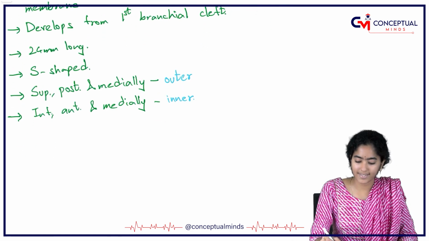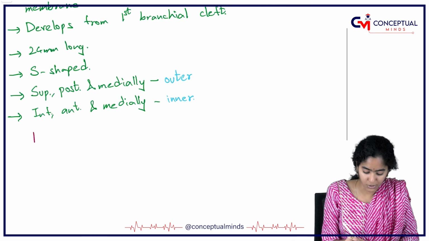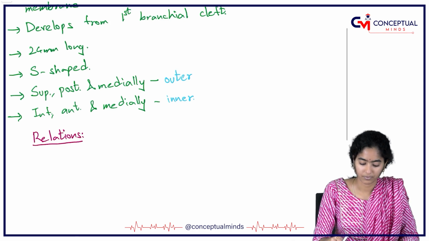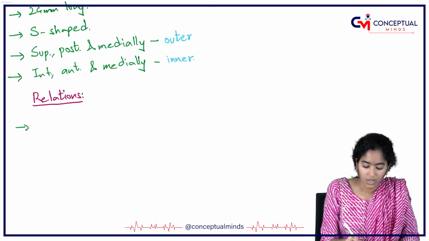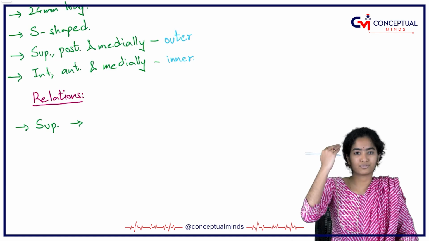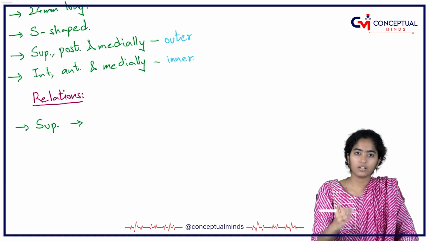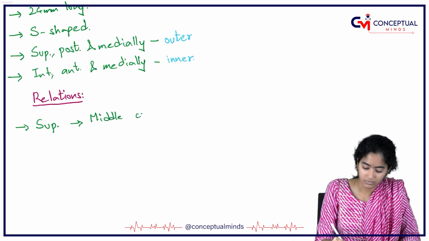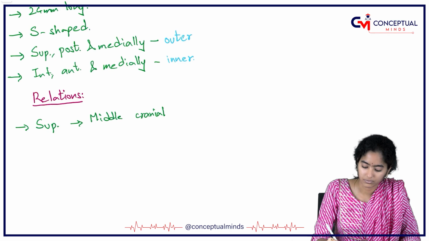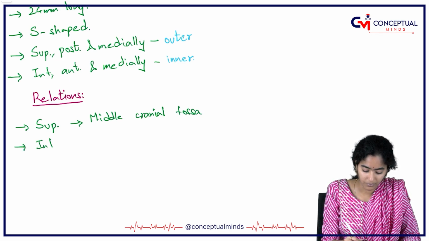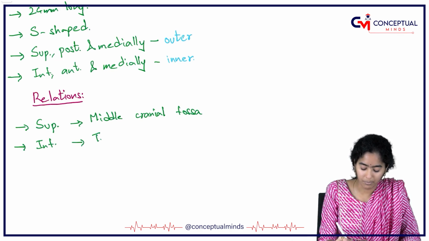Now let us try to understand the relationships of the external auditory meatus. Superiorly, above the external auditory canal, we have the middle cranial fossa. Inferiorly, there is the tympanic membrane.